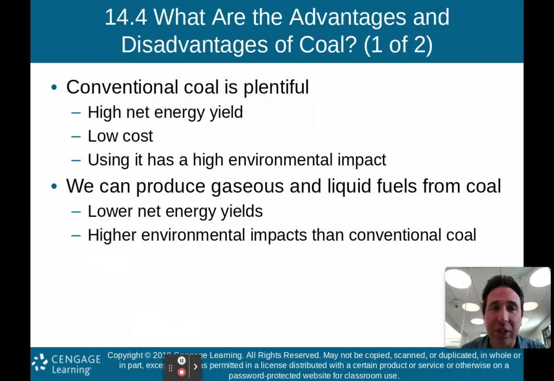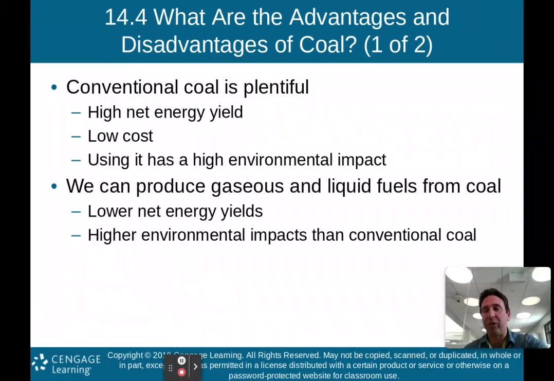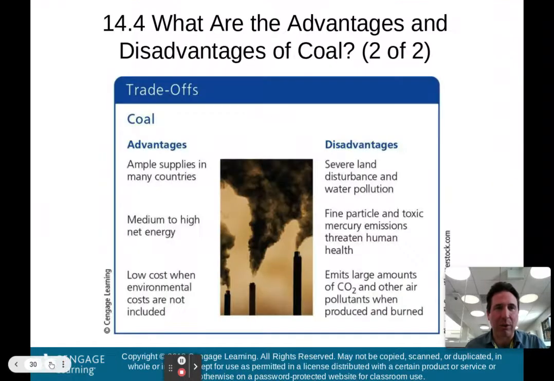It's all over the place. It has a high net energy yield and a very low cost. However, using it has a high environmental impact. And again, this is what we're going to talk about over the course of the next couple of slides. We can produce gaseous and liquid fuels from coal. We'll talk a little bit about that. However, the net energy yields are a little lower and they actually have higher environmental impacts than conventional coal. So again, maybe not necessarily the way to go here. But again, we'll discuss it all.